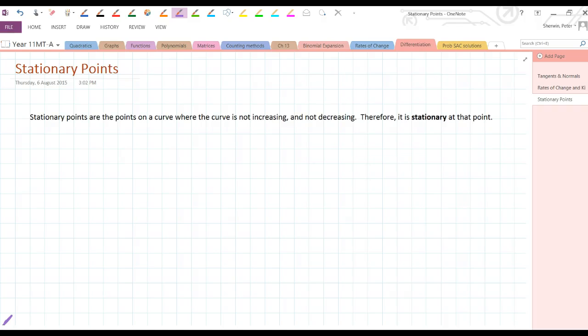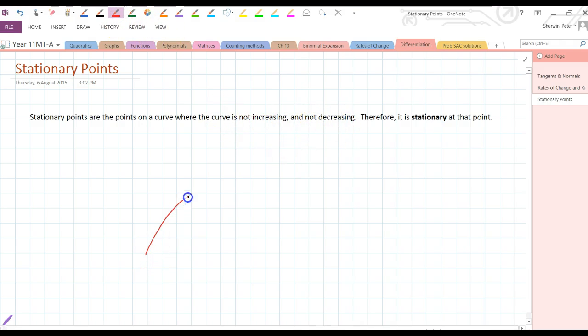Okay, so we're going to look at stationary points now. As you can see from the definition here, you know what the word stationary means: not moving. If you're stationary, you're not moving. Stationary points are the points on a curve where the curve is not increasing and not decreasing.